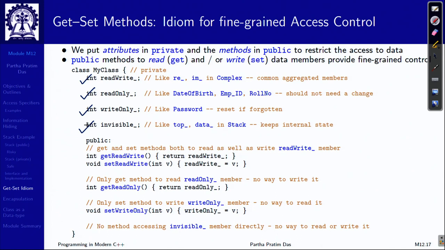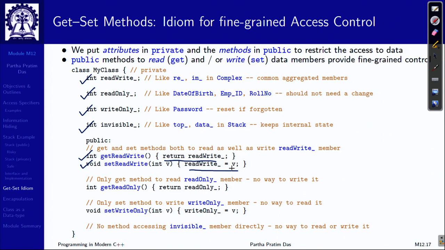What you do is very simple: if you want to read, you give a method to read, which just returns that value. If you want to write, give a set method. So, either have a get method and a set method. Here you return the value, here you set the value. Now, it is your choice.